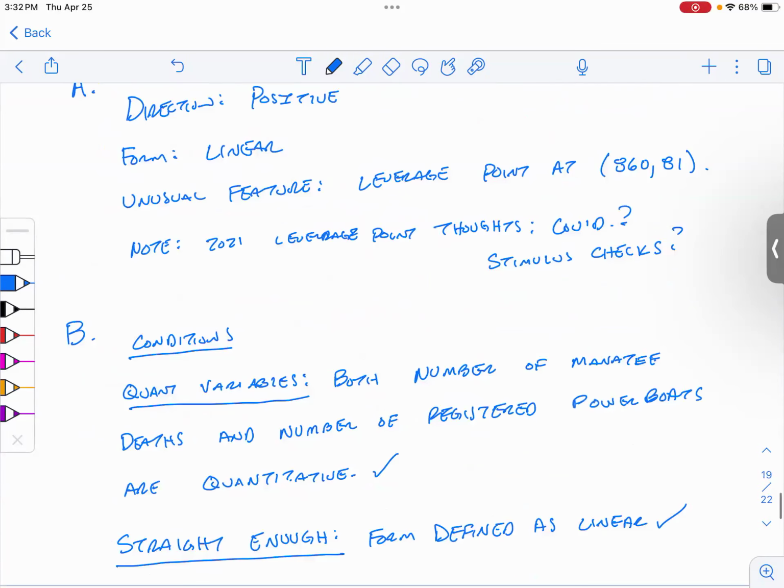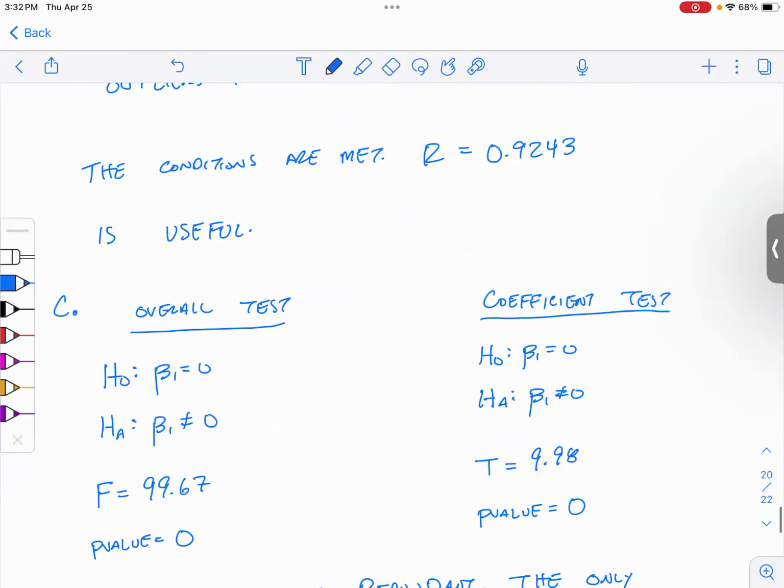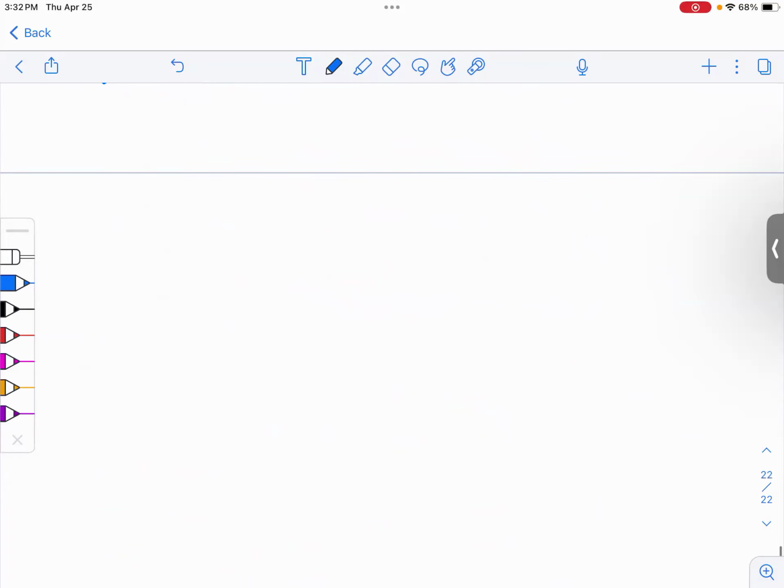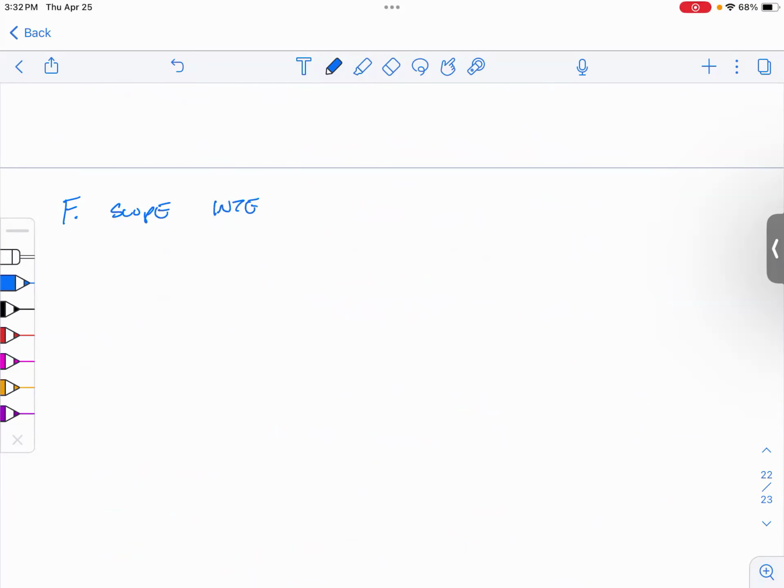All right, and lastly, slope interpretation. Remember, this is all about rise over the run. When I run 1 unit on X, and X is our powerboats.